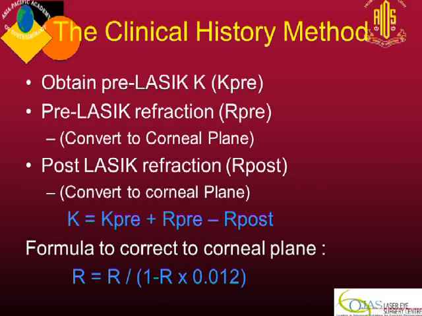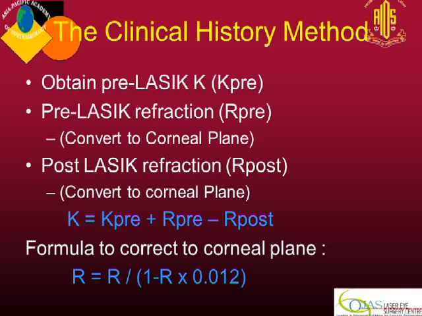The clinical history method we normally use if we have the pre-op K and the pre-LASIK refraction. These two are very essential, and we convert the pre-LASIK refraction to the corneal plane. Also the post-LASIK refraction is converted to the corneal plane, and we derive the post-operative K, which is the pre-operative K readings plus the change in refraction from the pre to the post-operative refraction. The formula to correct to the corneal plane is refractive R equals R divided by 1 minus R times 0.012.